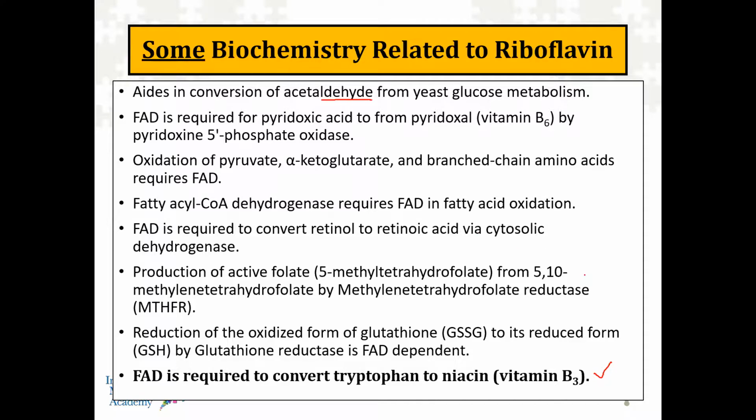It's needed in the conversion of, well, let's call it less active forms of folate to the active form that is necessary to engage the methionine synthase to convert homocysteine to methionine. It's needed for the conversion of oxidized glutathione back to the reduced active functional form of glutathione. And then it's needed for the conversion of tryptophan into niacin.